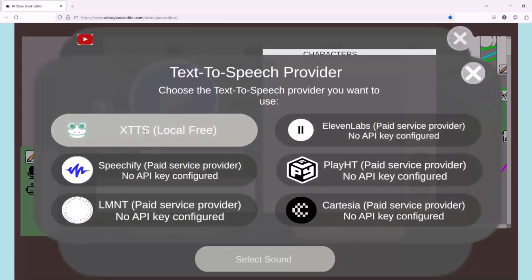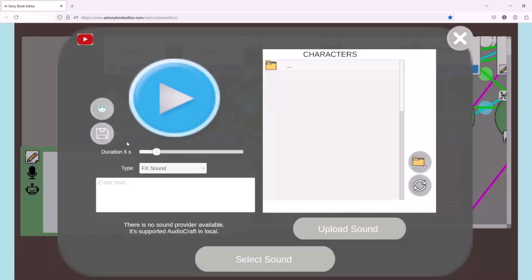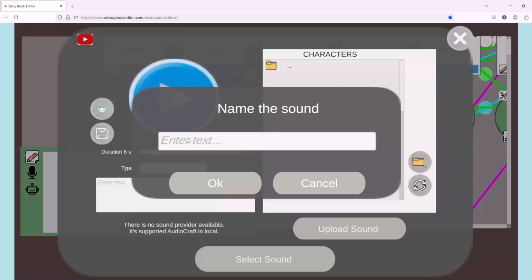We are going to select our XTTS server that we are running locally. Okay, so now what we are doing is cloning the voice of the narrator in our system.